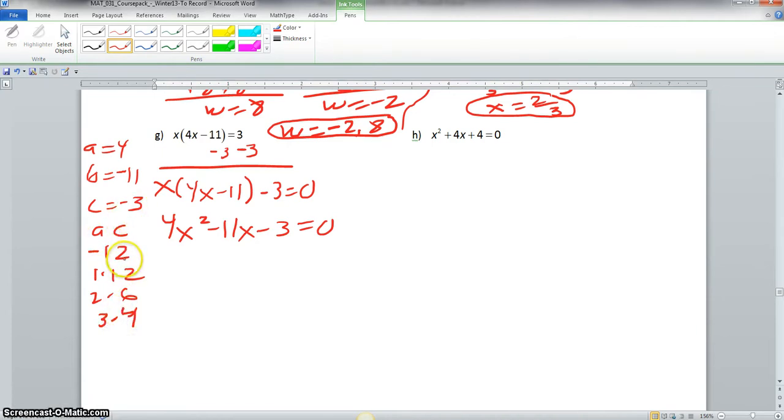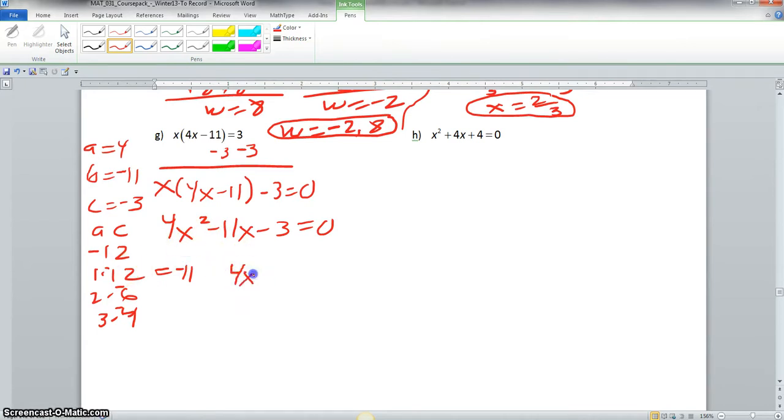Now, since a times c is negative and b is negative, that means that both of these values have to be negative. And we know we want it to equal -11. So what we would have to do, oh, I'm sorry, that was a little mistake there. Because a times c is negative and also b is negative, the larger number would be negative. So we'll make all of these larger numbers negative, and we know we'll do 1 and -12, which is -11. So now we substitute this in.